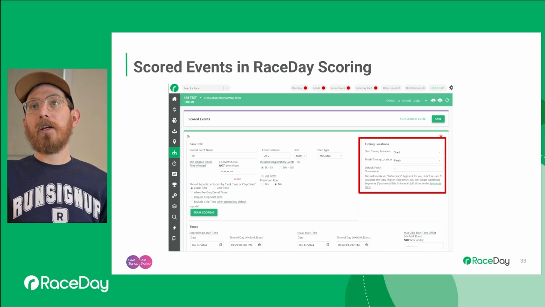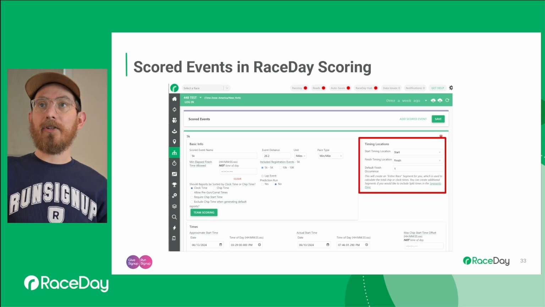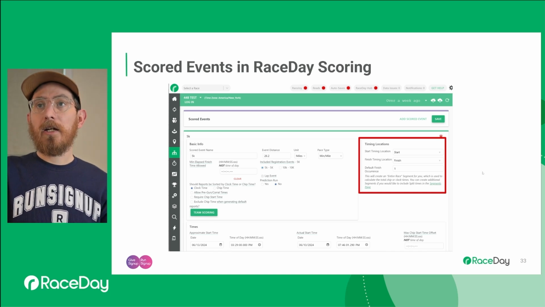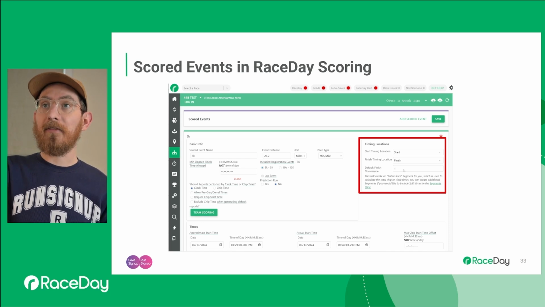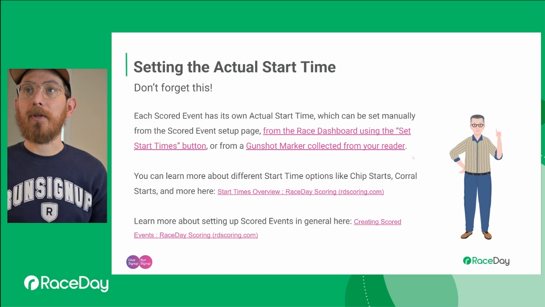So here's where you would come into your scored events and actually set your start and finish timing locations. Additionally, this is where you would set the default finish occurrence. Here, you would define 2 if it's a common start finish, but just make sure if you do that, you've selected the correct start and finish timing locations.